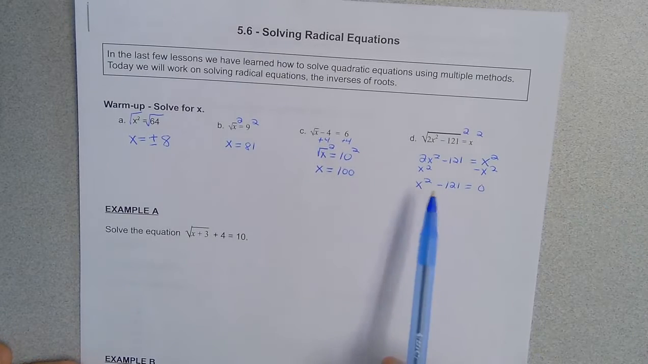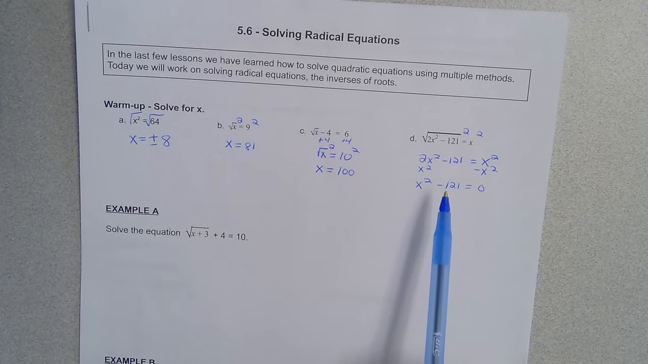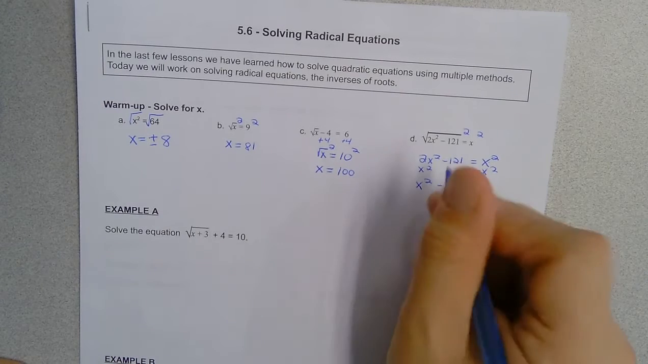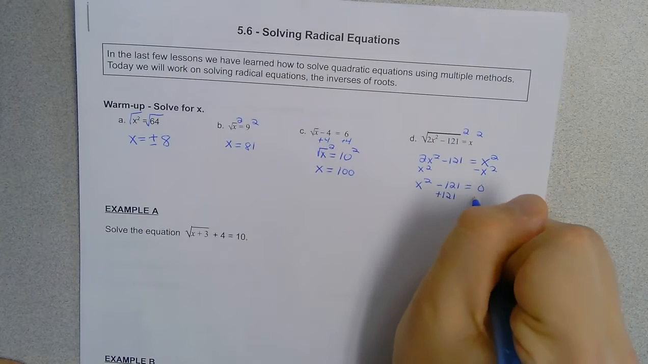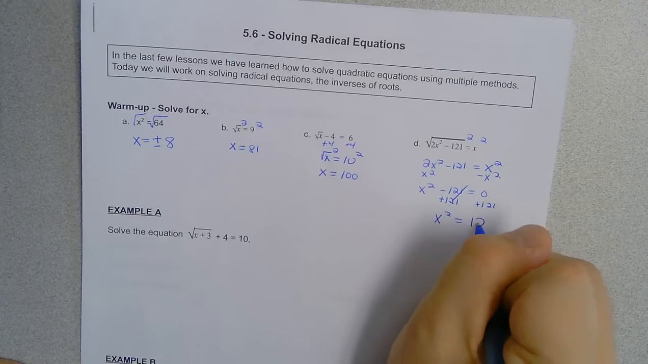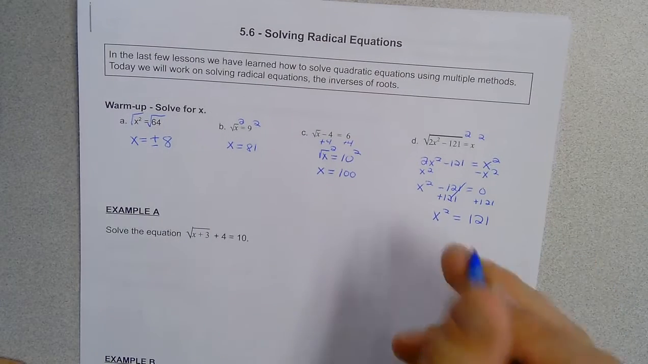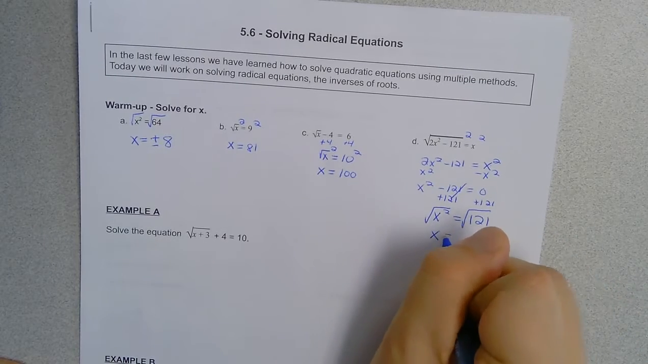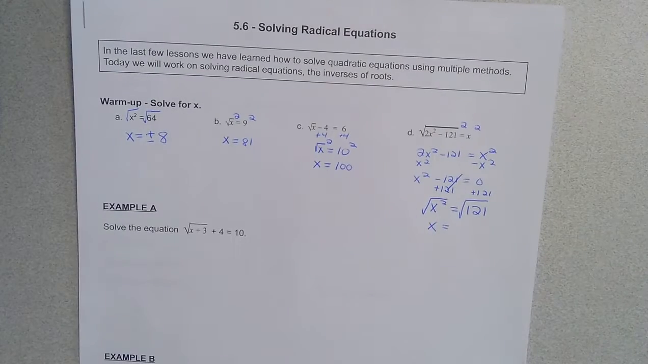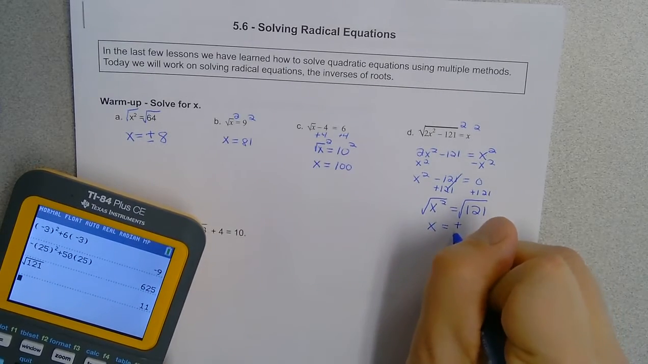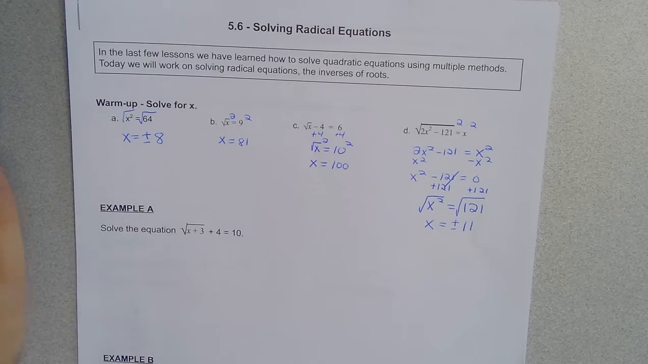Now I could solve this with a quadratic equation, but I notice that I don't have an x term, so if I add 121 to both sides, you get x squared is equal to 121. And then you can take the square root of both sides, and then you get x is equal to 11. And remember, it's a square root, so plus or minus 11.